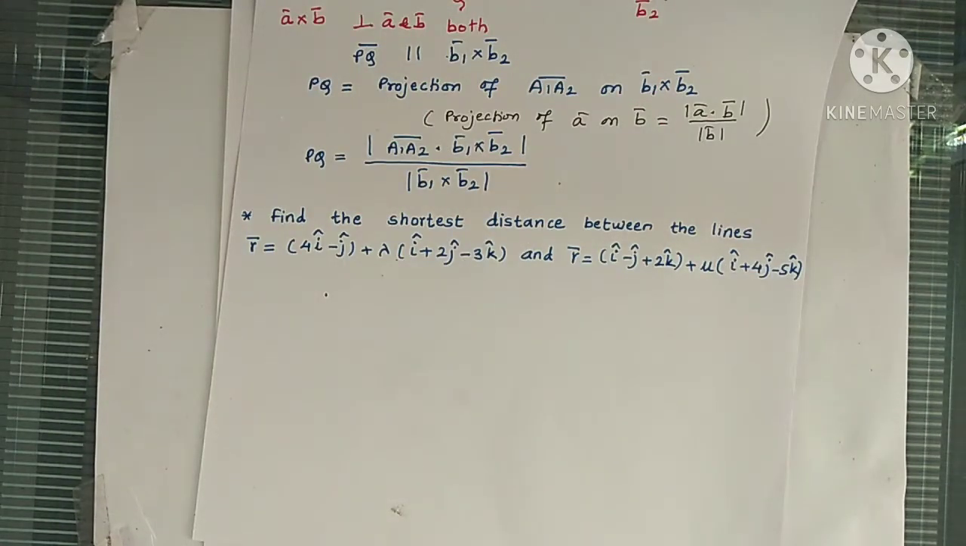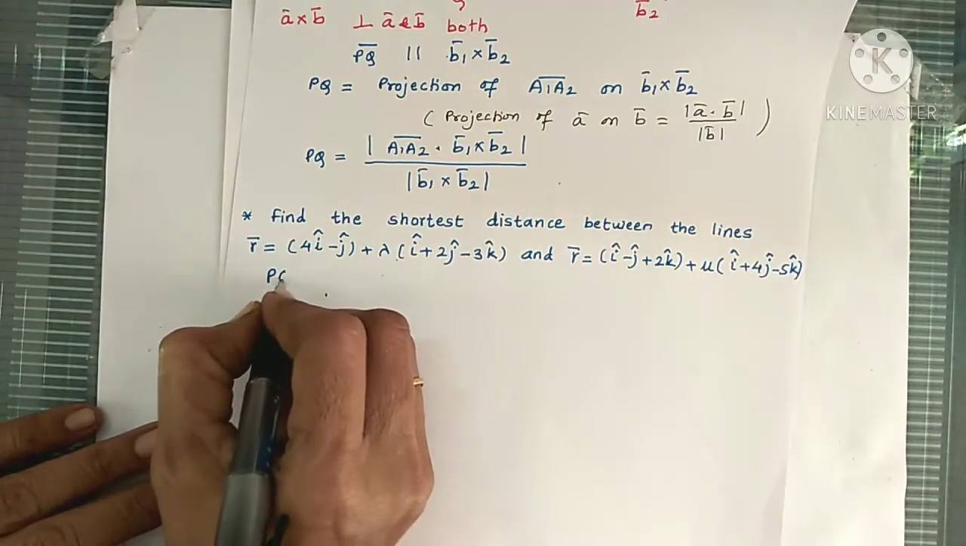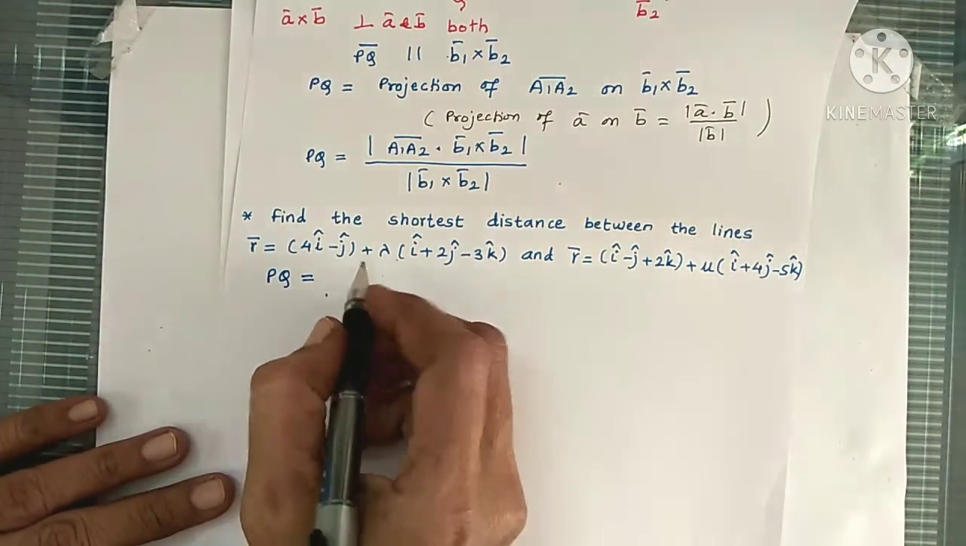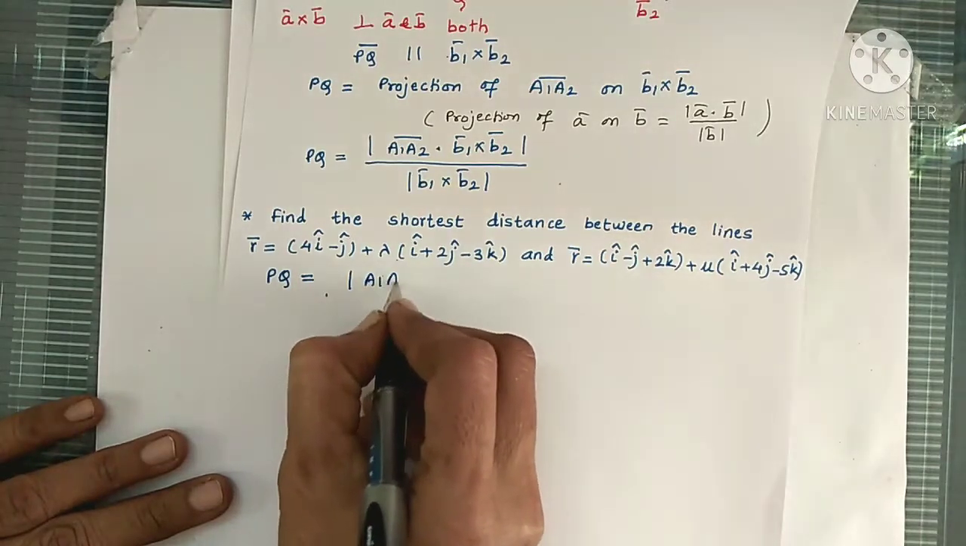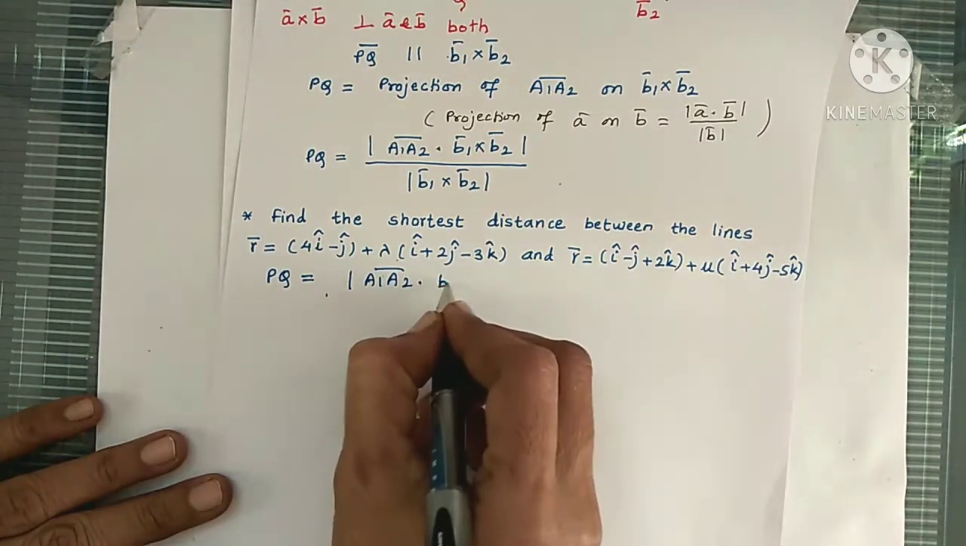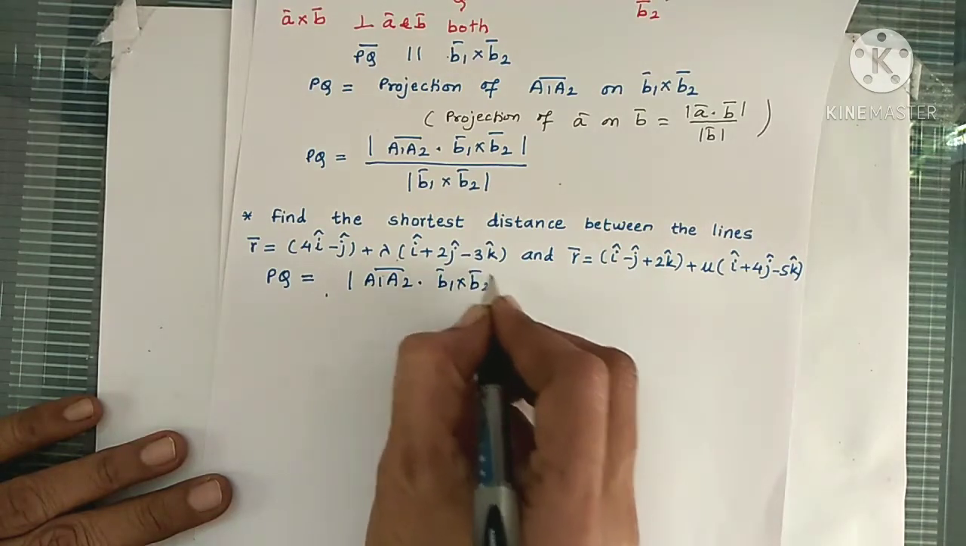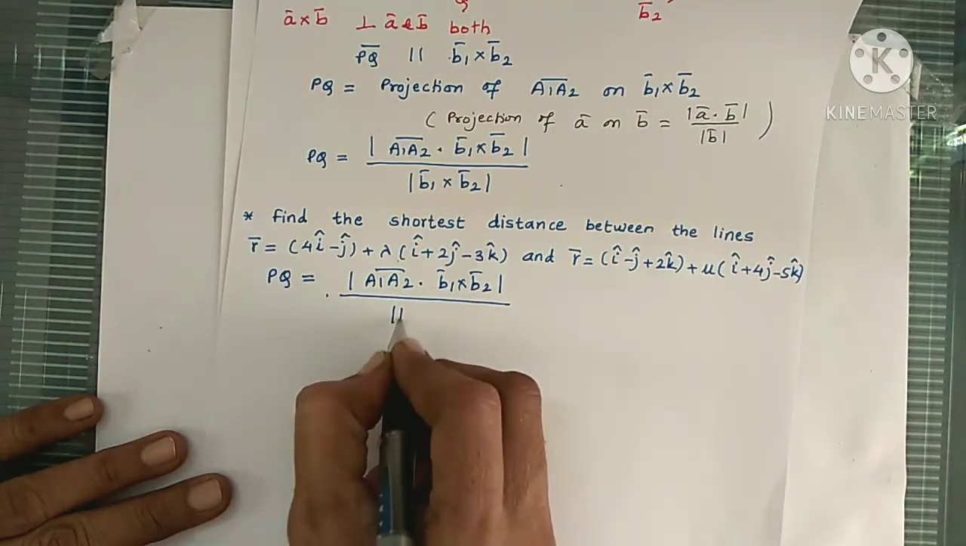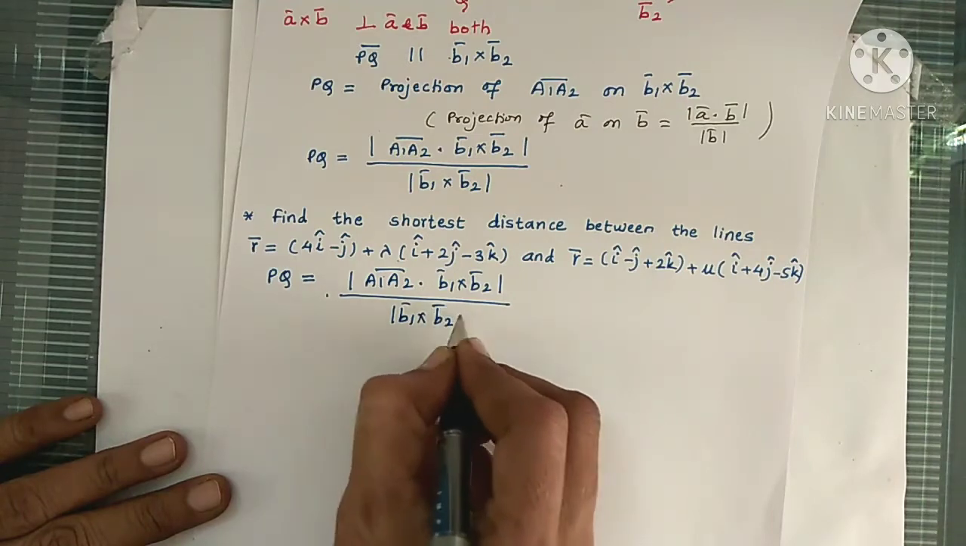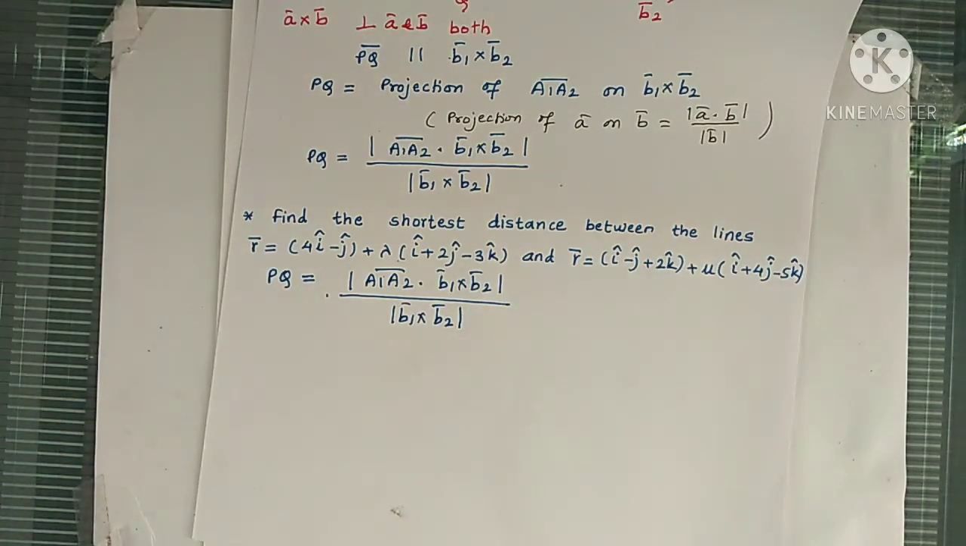Okay, find the shortest distance between the lines r bar equal to 4i minus j plus lambda (i plus 2j minus 3k) and r bar equal to i minus j plus 2k plus mu (i plus 4j minus 5k). So now we have the formula: shortest distance between the skew lines PQ equal to modulus of (A1A2 bar dot B1 bar cross B2 bar) divided by modulus of B1 bar cross B2 bar. Okay, so I have written the formula.